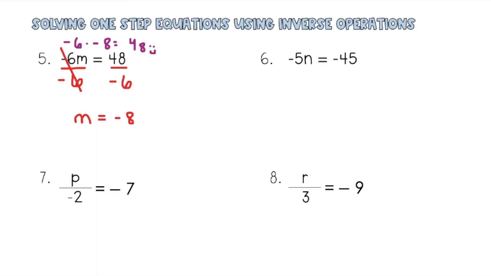Number 6, -5 times n equals -45. I'm going to use the inverse of multiplication, which is to divide. I'm going to divide both sides of my equal sign by -5. -5 divided by -5 cancels out, and n is by itself.